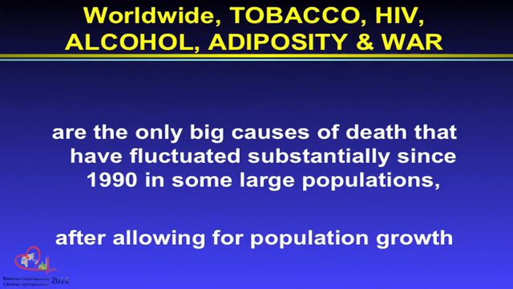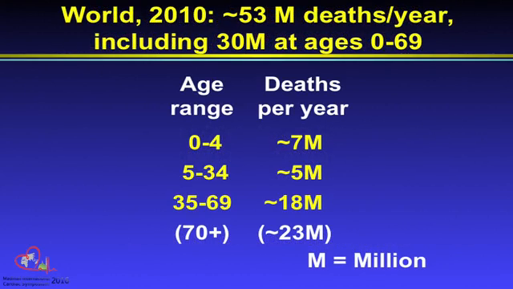And the main reason is, there are 4 big causes: tobacco, HIV, alcohol, adiposity, and war. And in Russia, it was alcohol that was the main problem.